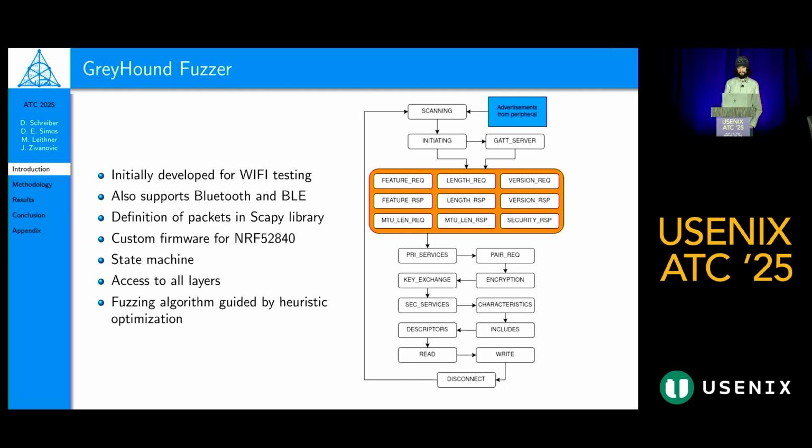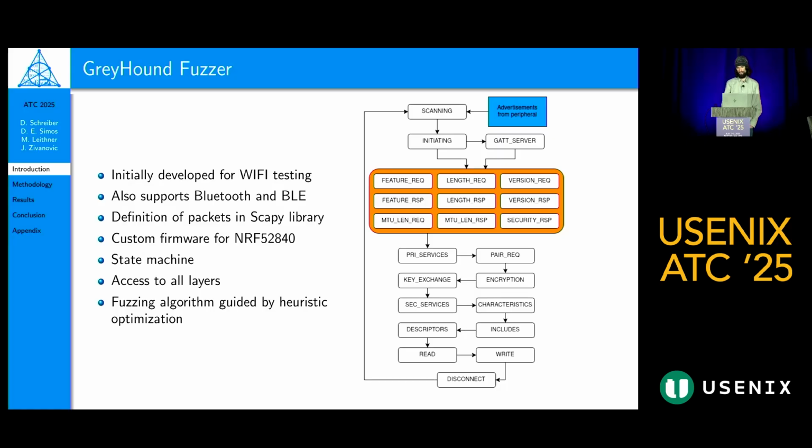So we built our testing method on the Greyhound fuzzer, which was presented a couple of years ago at this conference, actually. It was initially built for Wi-Fi testing, but got extended to also support Bluetooth Classic and Bluetooth Low Energy. The developers of the framework used the Scapy packet manipulation library and extended it with definitions for all layers of the BLE protocol, Bluetooth Low Energy. This allows manipulating all fields of a BLE packet and therefore the testing of all layers, including the link layer, which is often not tested because it was difficult in previous frameworks.